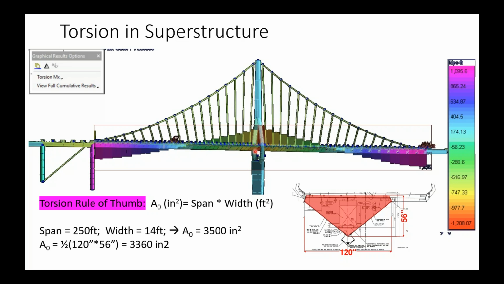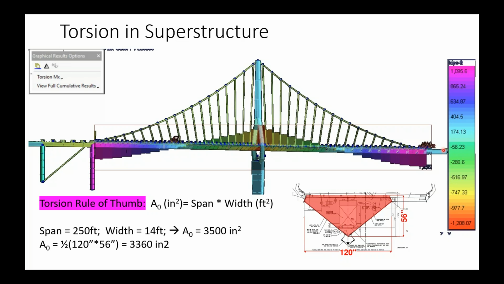If you calculate the span length times the width of the bridge in feet squared, that's the enclosed area you want for your torsion resistance. In this case, we've got a 250-foot span generating torsion, and it's 14 feet wide. So we want about a 3,500 square inch torsional area. In this case, we've got a triangle 120 by 56, so 3,360 square inches. We're pretty close. So I know in the initial design phase, I've got a pretty good chance of handling that torsion and being able to carry the load efficiently.